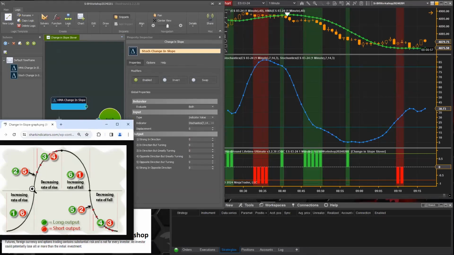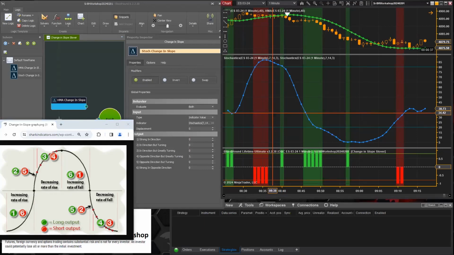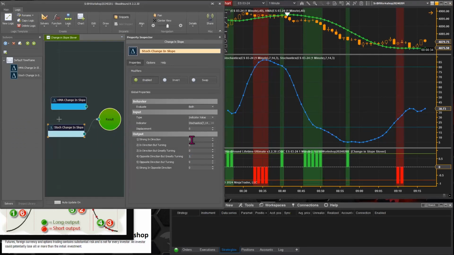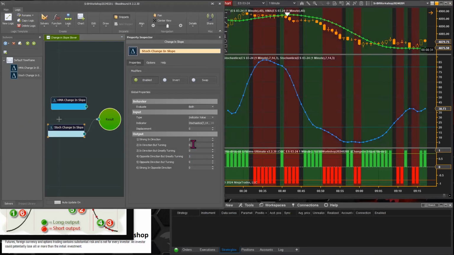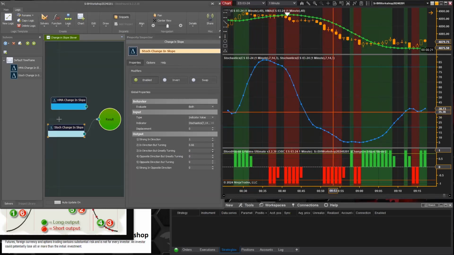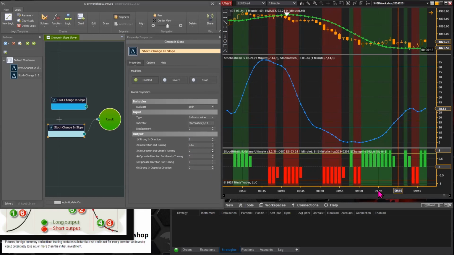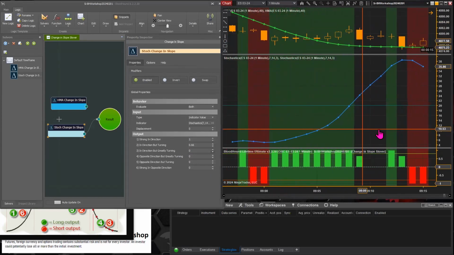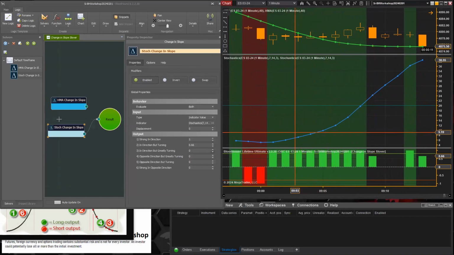So the difference is number 2 is going to be the first bar where the slope began to not rise as quickly. So it's the first bar on the decreasing rate of rise. So let's see here. Let's put this back to normal again. There. And let's see here. I think this spot illustrates it pretty good here.